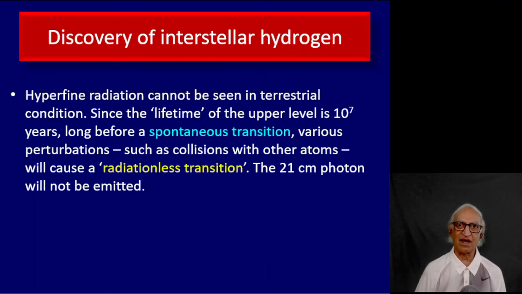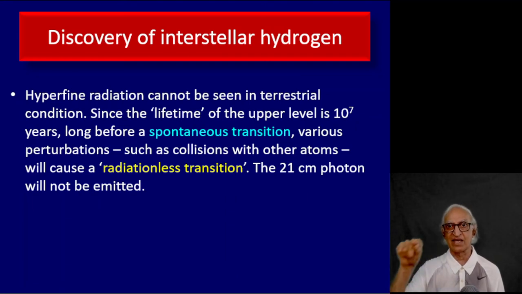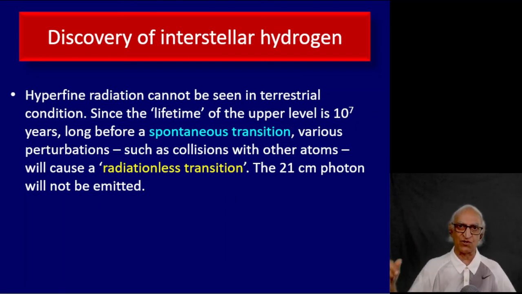Now, precisely because of this, this hyperfine radiation cannot be seen under terrestrial conditions. Why? Since the lifetime of the upper level is about 10 million years, long before there is a probability of a spontaneous jump to the lower level emitting a 21 centimeter photon, two hydrogen atoms can collide with each other, inelastically exchange energy, and a hydrogen atom can come from an upper level to a lower level.